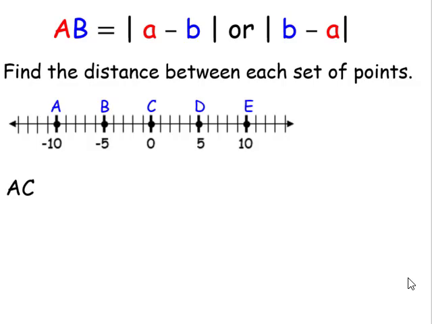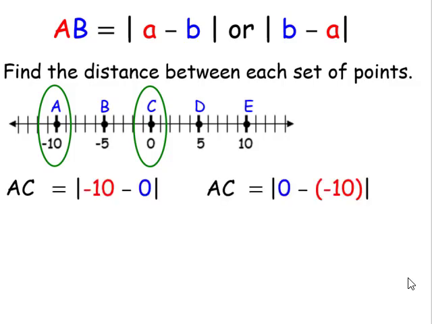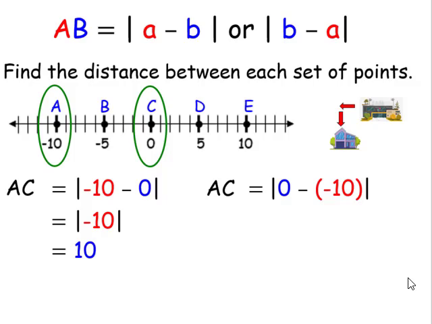In our first example, we're trying to find the distance between A and C. Since the coordinate of A is negative 10 and the coordinate of C is 0, we can say that AC is equal to the absolute value of negative 10 minus 0, or 0 minus a negative 10. The order in which we subtract doesn't matter because distance is always non-negative. The distance you travel from home to school is the same from school to home. Negative 10 minus 0 is negative 10, and the absolute value of negative 10 is 10. 0 minus a negative 10 is 0 plus 10. 0 plus 10 is 10, and the absolute value of 10 is 10.